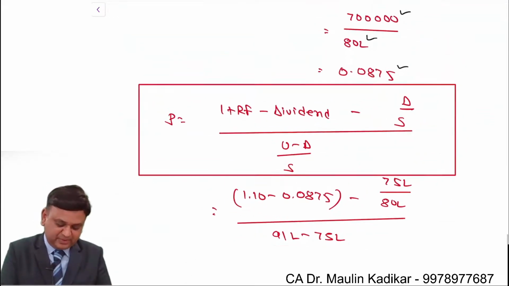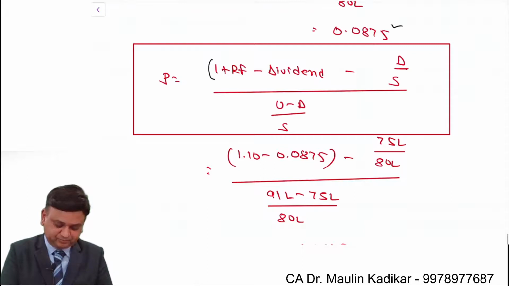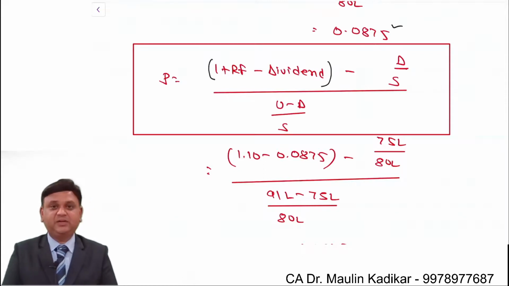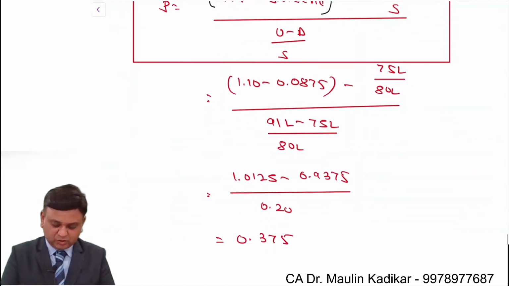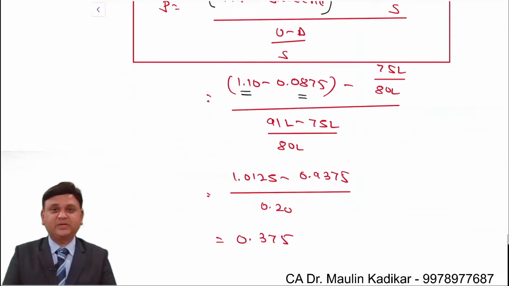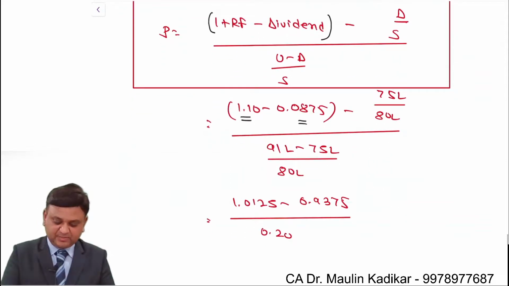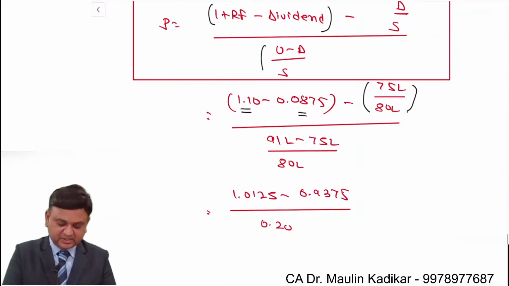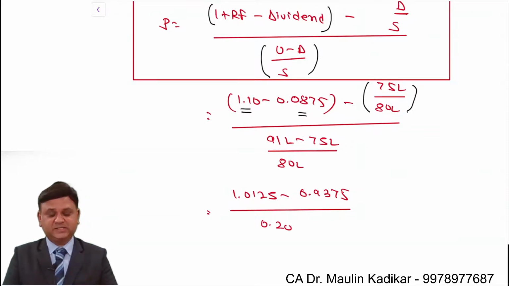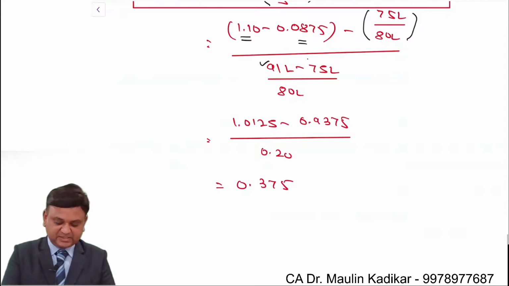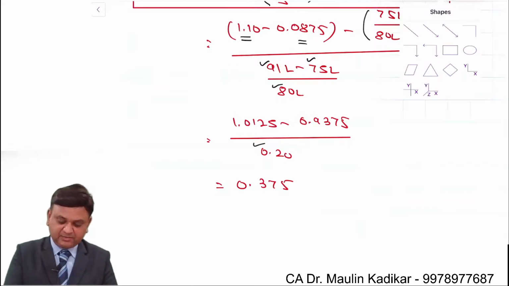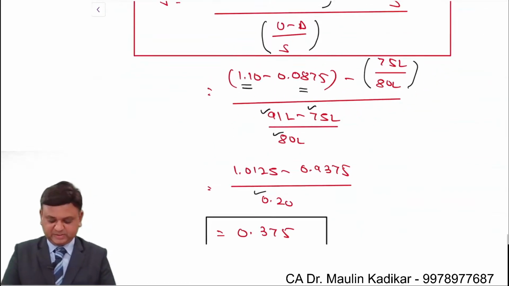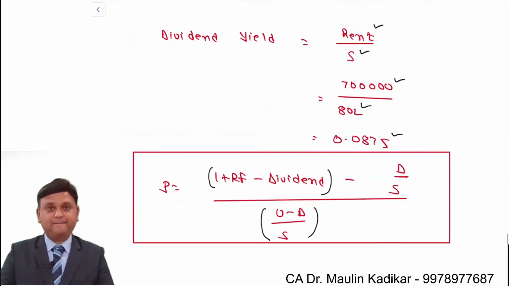So what will happen, it is 1 plus RF minus dividend yield. This is given a technical name as the dividend yield. So 1.10 minus 8.75% minus D upon S, 75 upon 80, whole divided by U minus D upon S. So it is 91 minus 75 divided by 80. That comes to 0.20. And ultimately you will get the answer 37.5%.